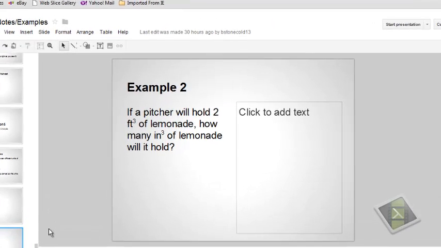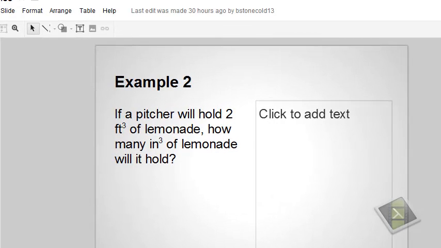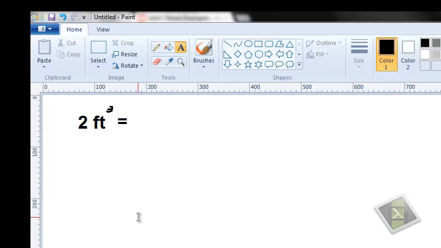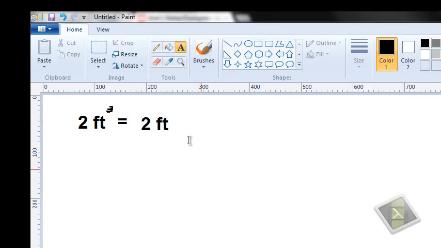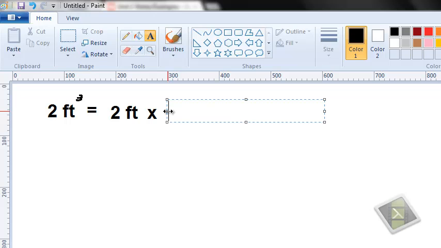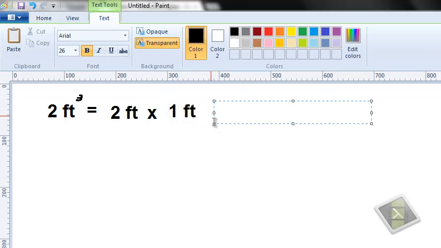Example number 2. If a pitcher will hold 2 cubic feet of lemonade, because that's how you measure lemonade, in cubic feet all the time, how many cubic inches of lemonade will it hold? The pitcher will hold 2 cubic feet of lemonade. How many cubic inches of lemonade will it hold? Alright, so here's how we're going to explore this. 2 cubic feet. Anytime we talk cubic feet, it'd be like volume, which has a length, a width, and a height. So, let's suppose our length is 2 feet. We would have a width of 1 foot and a height of 1 foot.